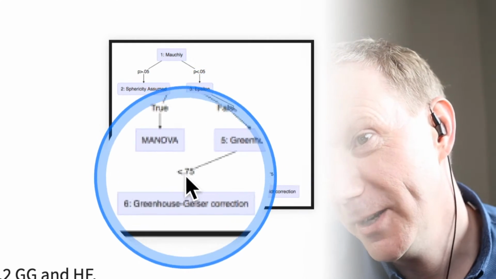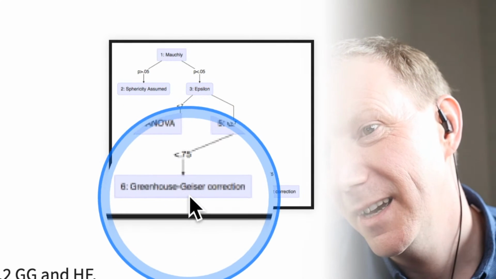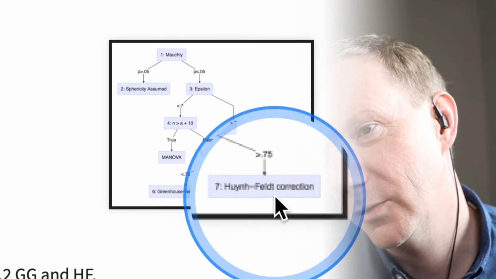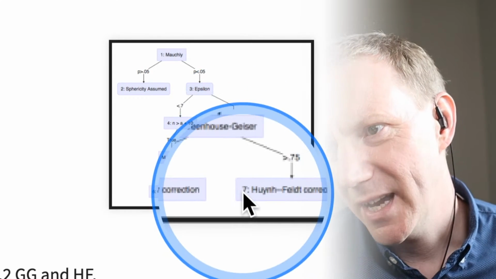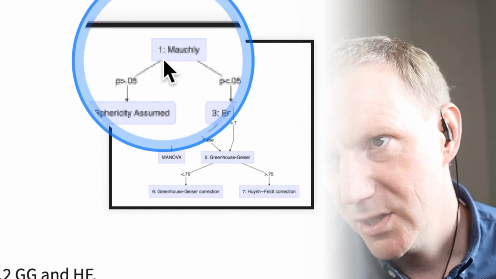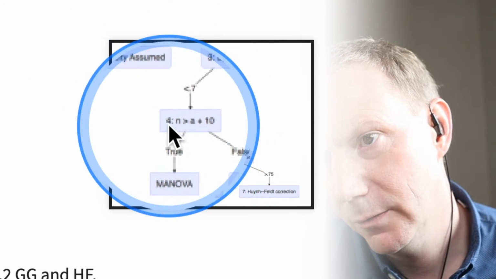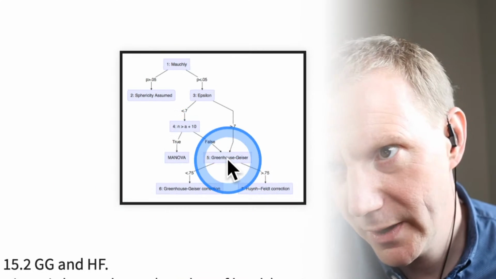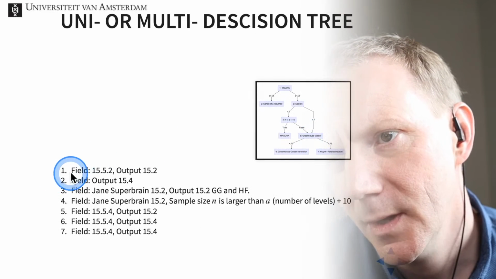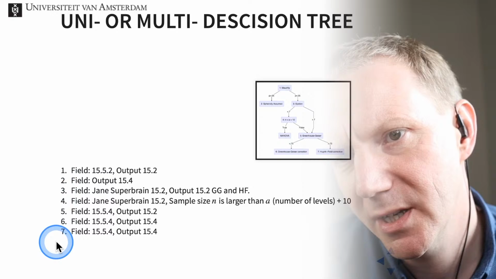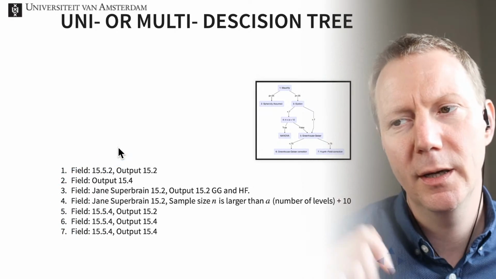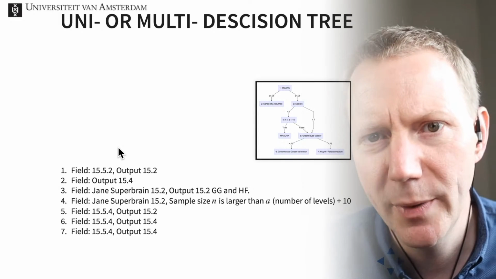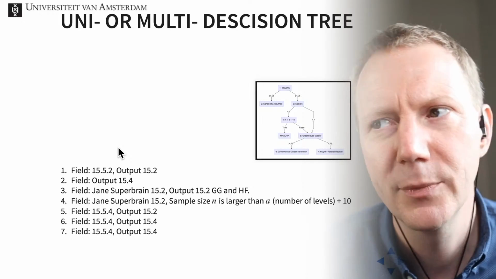And if this value is lower than 0.75, then you apply this correction, and otherwise you will have to apply the Huynh-Feldt correction. So what I've done is I've added a few numbers in front of these decisions. So this is 1, 2, 3, 4, 5, 6, and 7. And I've also added the reference to Field for these decisions, so you can look up how Field explains all these steps, to try to make it a bit more clear for you.